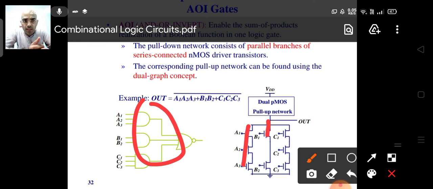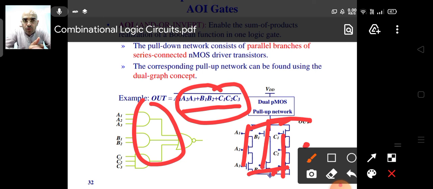Then B1 and B2 are connected in series, then C1, C2 and C3 are connected in series. Because they are ORed in this function, we have connected these branches in parallel, and then from this combination you have taken the output. The other end is connected to the ground. So you see this function, now you got it.